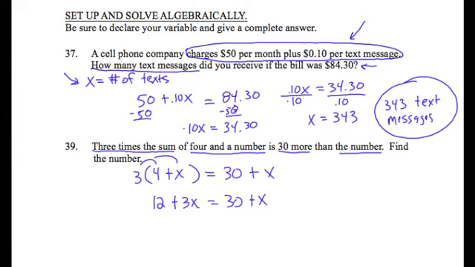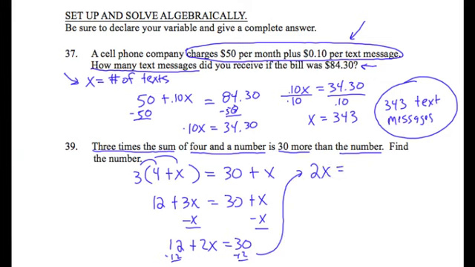Got variable terms on both sides, so I'd subtract x. Then I have 12 plus 2x equals 30, and now I want to subtract 12 from both sides. So then I have 2x equals 30 minus 12. That'd be 18. Okay, divide by 2. Now we want to answer the question. Find the number was what we were asked, so we would just say 9 is the number.